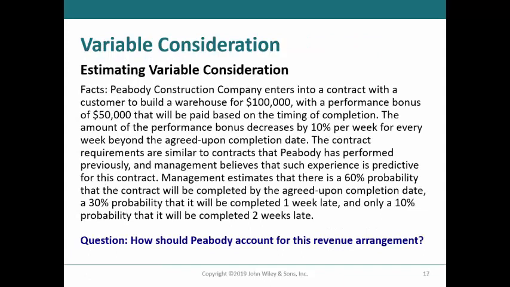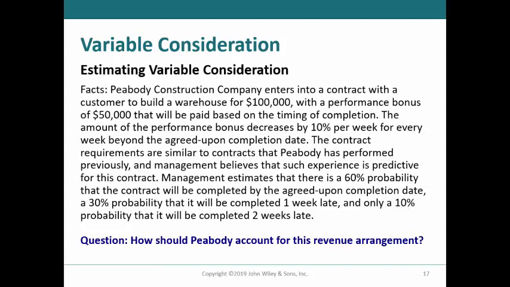Peabody Construction enters into a contract with a customer to build a warehouse for $100,000 with a performance bonus of $50,000 that is based on the timing of completion. Peabody will receive the entire bonus if the warehouse is completed on time, but the bonus is reduced by 10% for each week that Peabody is late.